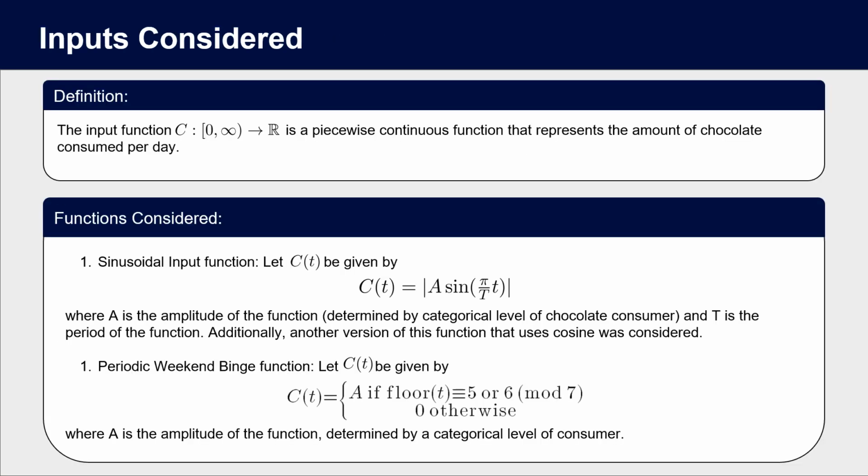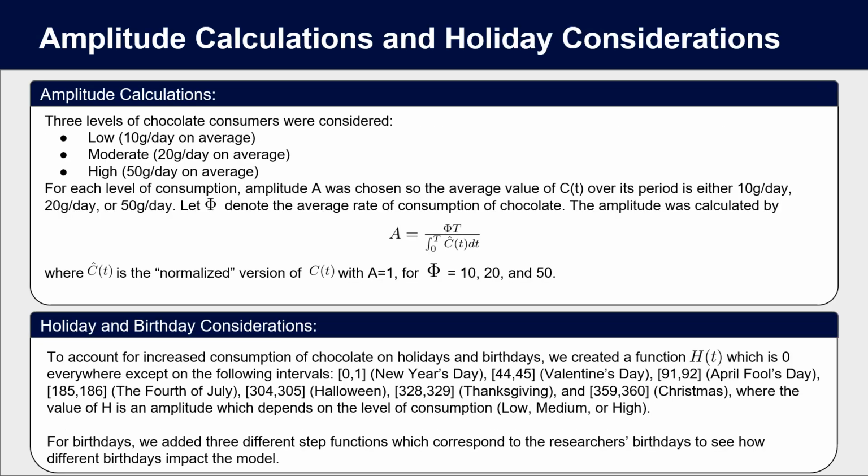The chocolate consumption function C was modeled as a sinusoidal input where the amplitude was calculated based on the total amount consumed per day. A periodic weekend binge function was also developed to represent the increased chocolate consumption on the weekends. The sinusoidal amplitudes were calculated for low, moderate, and high daily consumption rates of 10, 20, and 50 grams per day to account for increased consumption during traditional American holidays and birthdays.